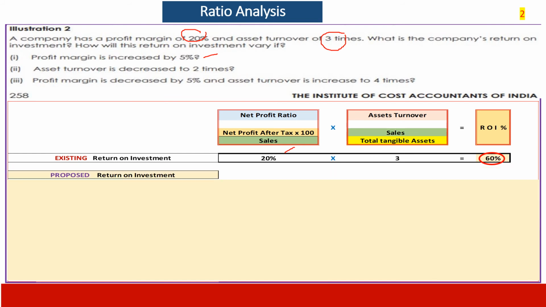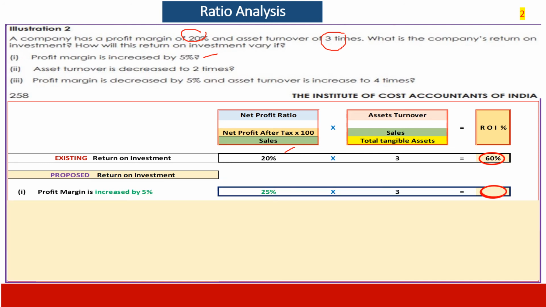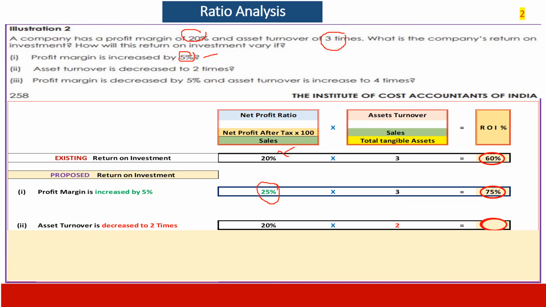Go to options. What are proposed? Option number 1, profit margin increases by 5%. Current profit margin is 20. When it increases, it becomes 25%, and asset turnover remains the same. It is simple, 25 into 3. Second, assets turnover decreased, meaning net profit ratio remains the same without change. Earlier this was 3 times. Assets turnover is decreased to 2 times. 20 into 2, it's 40.